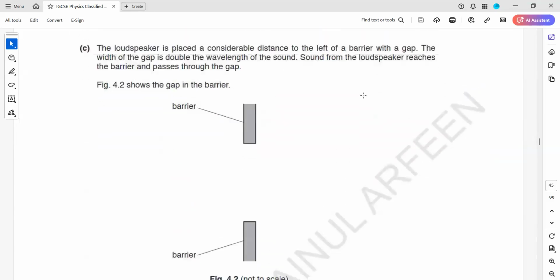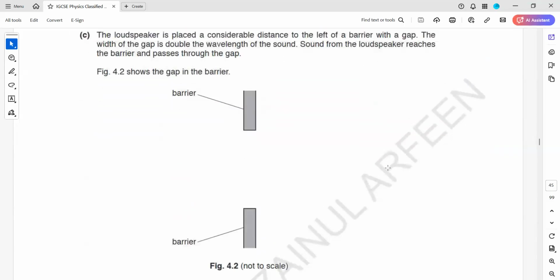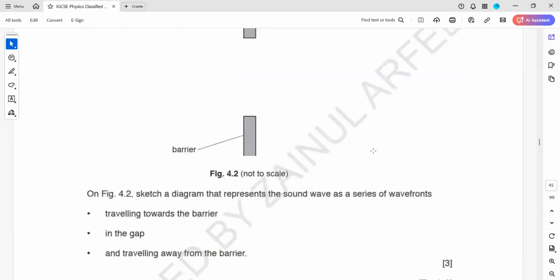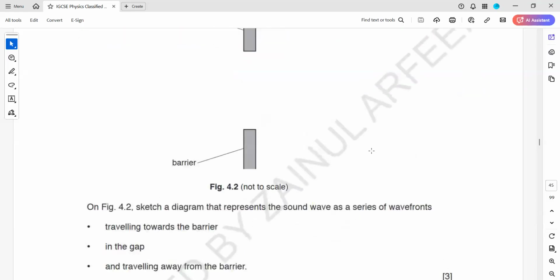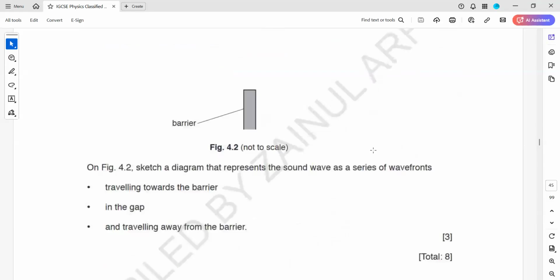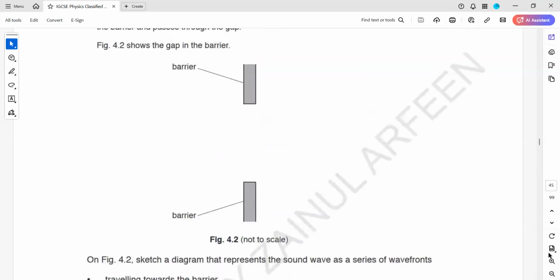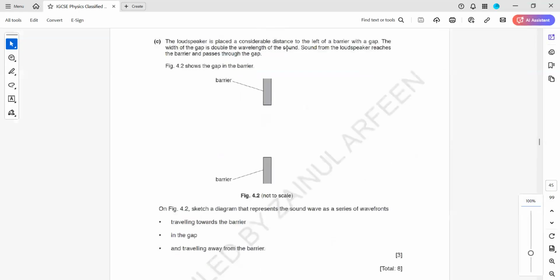Now, this question is related to diffraction. A loudspeaker is placed a considerable distance to the left of the barrier, and the width of the gap is double the wavelength. The waves travel towards the barrier, through the gap, and then away from the barrier. So we have to show the diffraction of a wave. As I mentioned, in the question the width is double the wavelength. For example, let's say this is 4 centimeter.